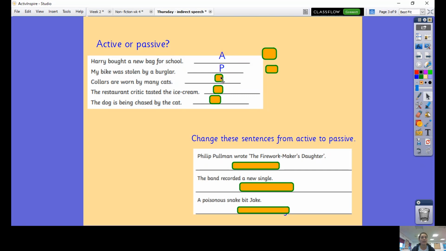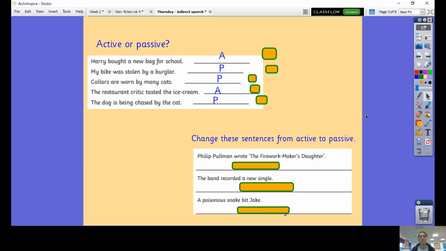Collars are worn by many cats, also passive. The restaurant critic tasted the ice cream, active. And the dog is being chased by the cat, passive. Again, there's that clue in your verbs. So can you change these sentences now from active to passive? So these are already in the active voice. We are going to change them into the passive.